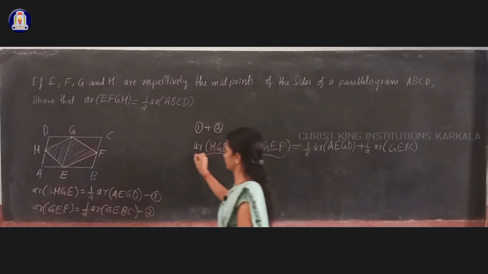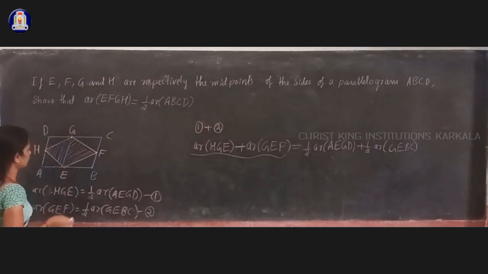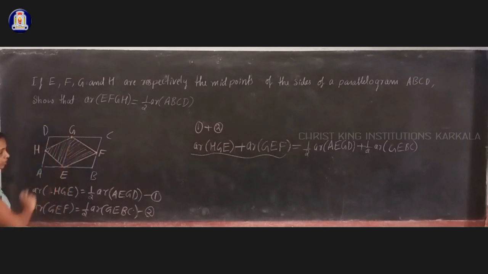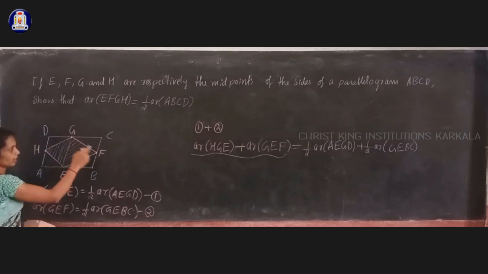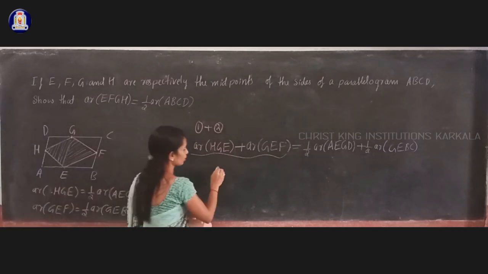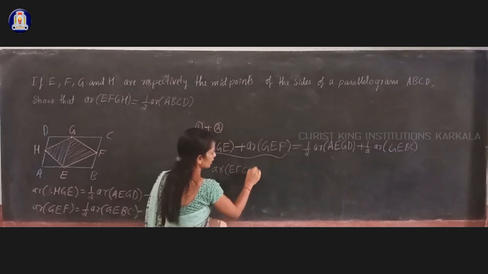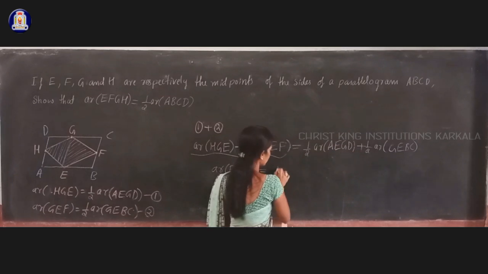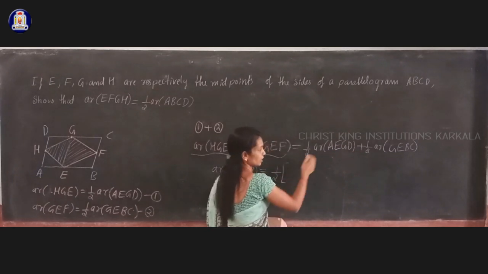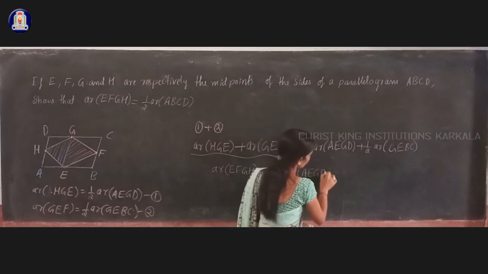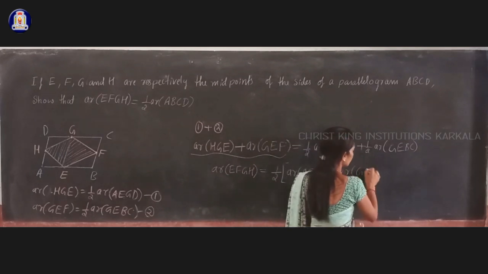And you see this one on the figure. I shaded HGE, meaning this triangle, and GEF, meaning that triangle. If you take those two triangles together, you can see in this figure that the shaded part gives you the parallelogram EFGH. So the left side, by observing the figure, is the area of EFGH, and that is equal to, here you can see half is common, you take that half out, and then what remains you write inside the bracket: area of AEGD plus area of GEBC.